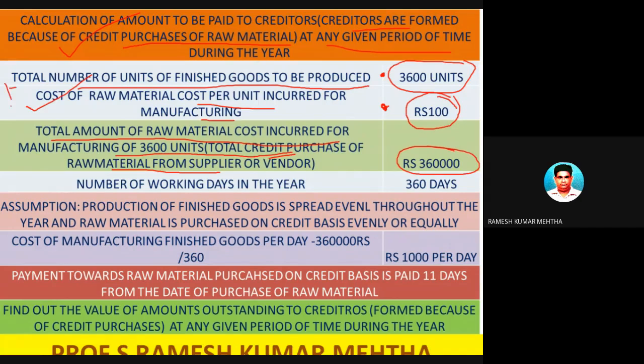Number four is I'm assuming that there are 360 working days in a year and 5 are non-operational days. So this production of 3,600 units will be spread evenly on a 360 days basis. So another assumption of this particular situation is that production of finished goods is spread evenly throughout the year, and raw material is purchased on credit basis evenly or equally. Okay, this is number five.